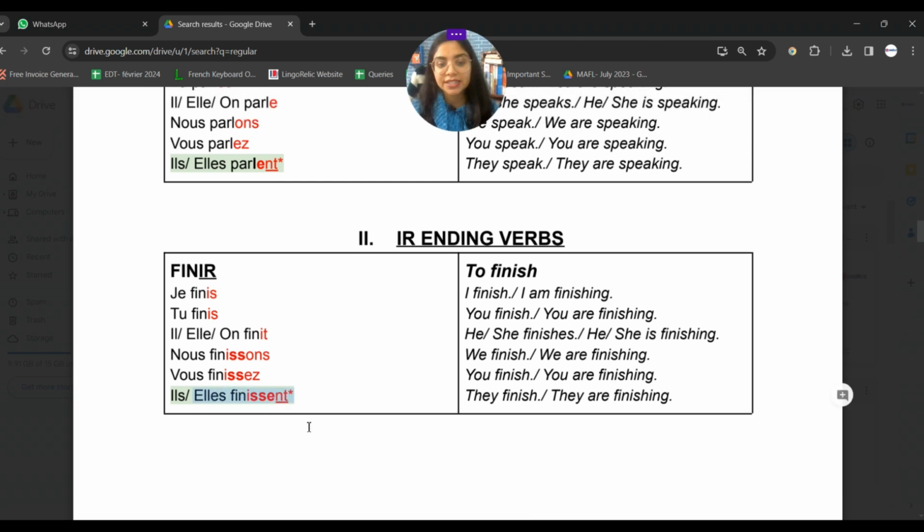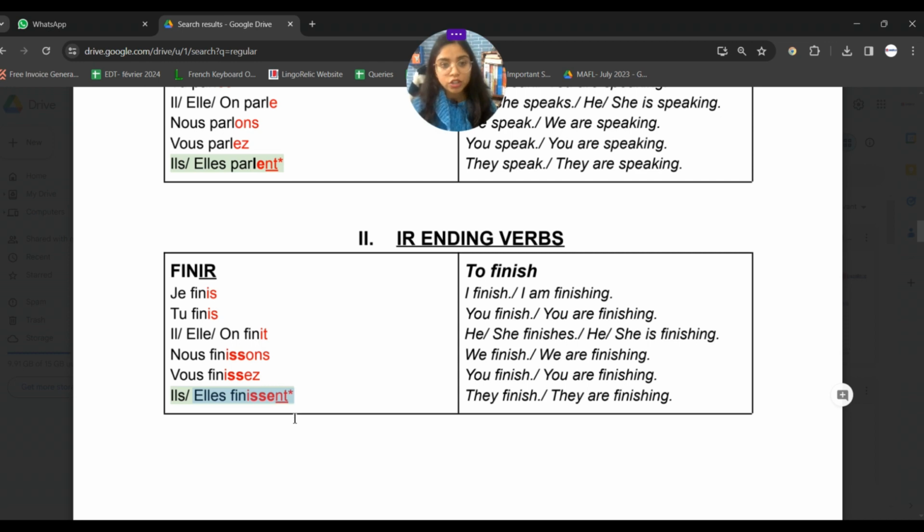Elles finissent. Let's do this conjugation once again. Je finis. Tu finis. Il, elle, on finit. Nous finissons. Vous finissez. Ils, elles finissent.